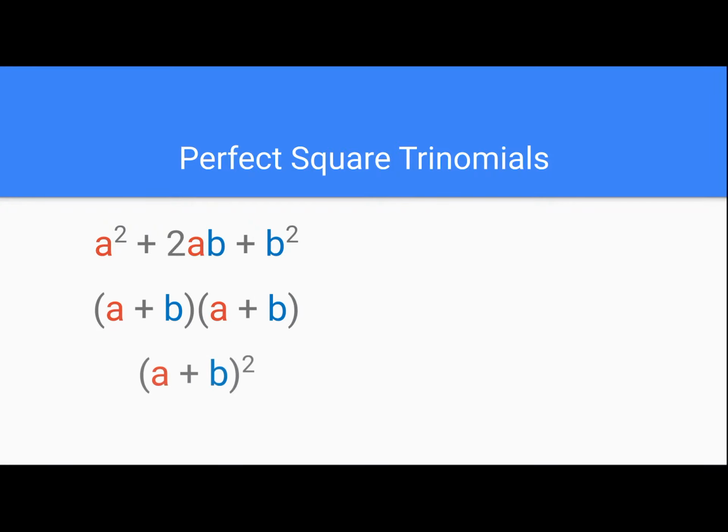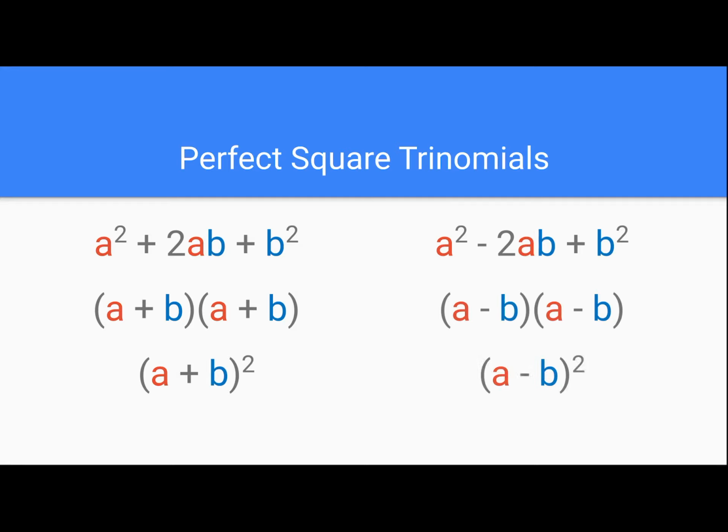They look like this. I have the quantity of a plus b squared. So I have a squared plus 2ab plus b squared. I also have a squared minus 2ab plus b squared. And that can be factored into the quantity of a minus b squared. So I had the difference of squares and the sum of squares.